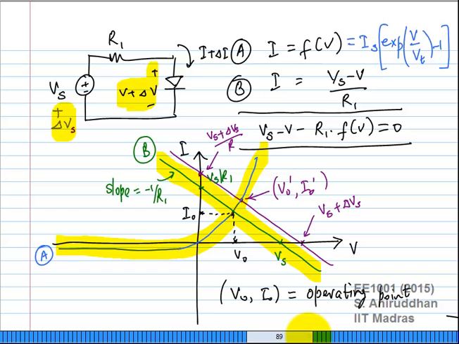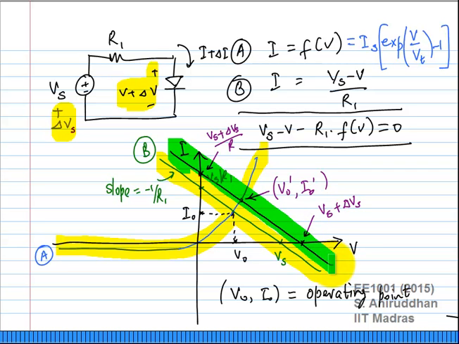So in reality, if I want to find out the new operating point, I need to draw this new line with x-intercept Vs plus delta Vs. The y-intercept is Vs plus delta Vs by R1. And I find out where it intersects the diode curve, and I can find out. That is a graphical way of solving it.